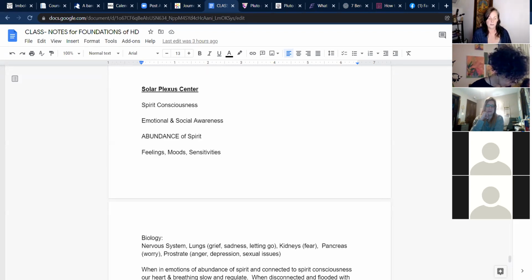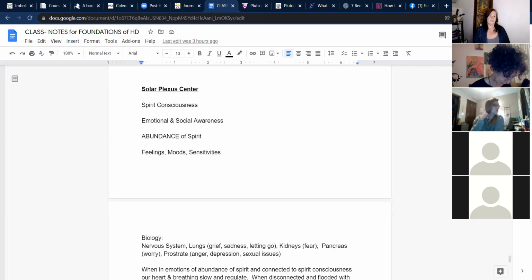This is the only center that's literally our connection to spirit, whether we feel connected or not. It's through this center. So this is emotional and social awareness. It's abundance of spirit.